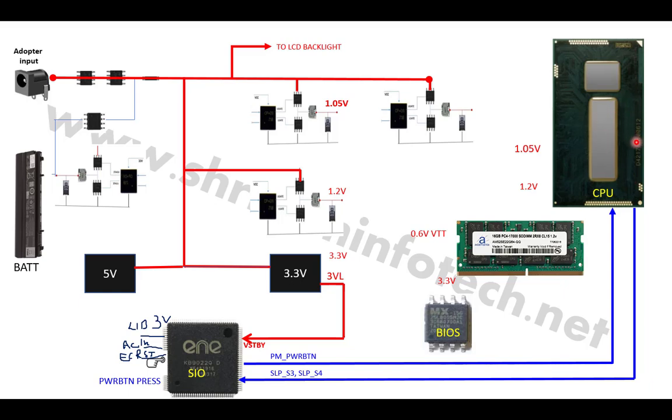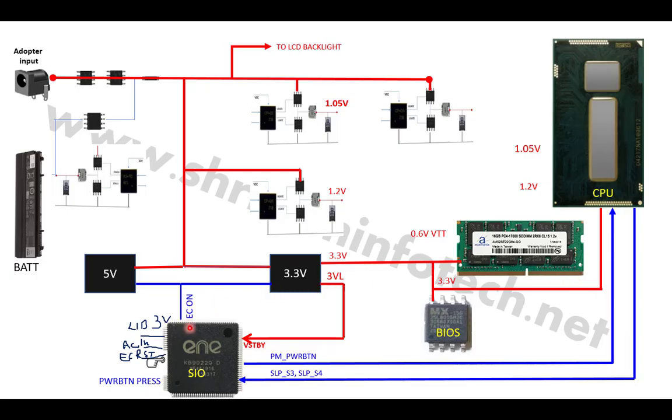Okay. So after receiving these SLP_S3 and SLP_S4 signals, the SIO starts turning on different buck converters. So here the different buck converters are there. The SIO will first turn on this 3 volt and 5 volt section. It generates the EC on signal and turns on the 5 volt and 3 volt. The 5 volt goes to the hard disk, DVD writer, audio amplifier and the USB, and this 3 volt goes to the RAM, then BIOS, then CPU, then Wi-Fi, then network, the different chips.